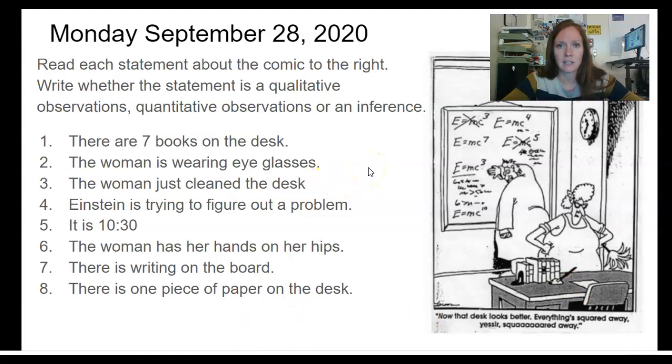So make sure you fill in the definition for inference in that vocabulary table. Then we're going to go ahead and move on.